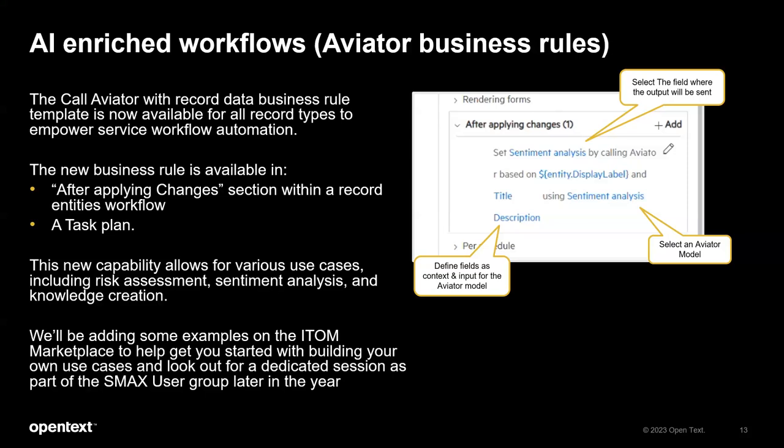And what we will be doing is a SMAX user group later in the year, probably in about a month, 6 weeks from now. We'll do a session all about Aviator business rules, go through this and give you some good examples. But we're also going to be adding some examples to the marketplace. So the examples I'm going to demonstrate now, with sentiment analysis, change risk analysis and knowledge creation, will all be ones that we'll have in a pack available on the marketplace for you to download and copy, following the instructions to put into your SMAX system for this version.